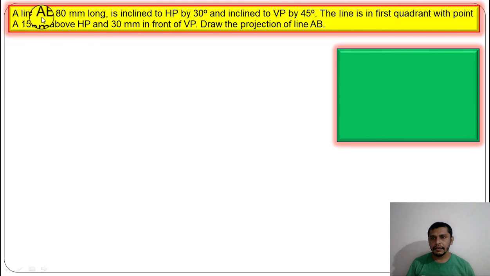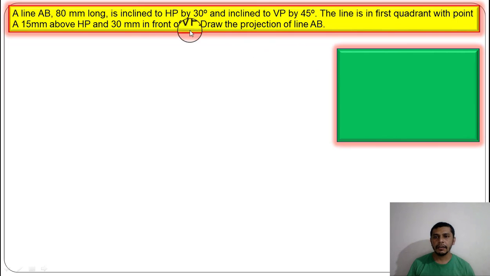A line AB 80 mm long is inclined to the horizontal plane by 30 degrees and inclined to the vertical plane by 45 degrees. The line is in the first quadrant with point A 15 mm above HP and 30 mm in front of VP. Draw the projection of the line AB. So we have to draw the projection of the line. That means we have to draw the plan and elevation.